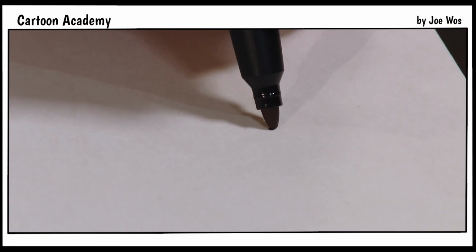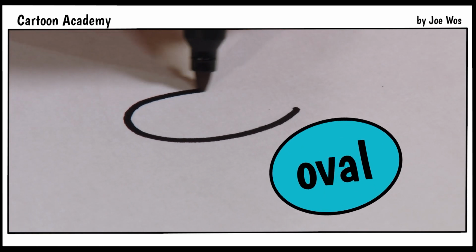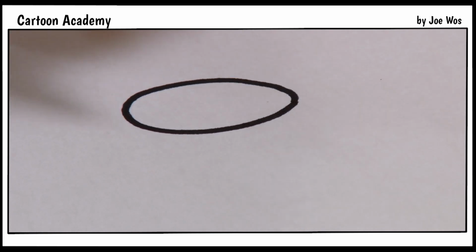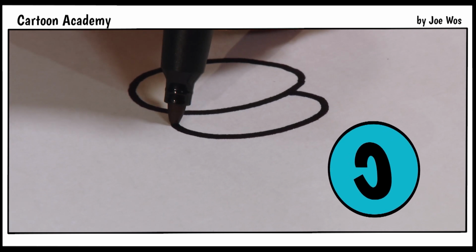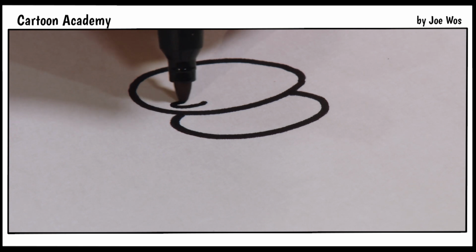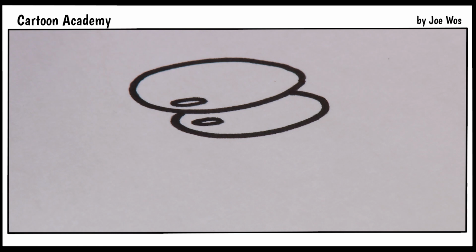Let's draw. We're going to start with the eyes. It's an oval shape. There we go. All right, next to that oval, we have the other eye, which is a letter C backwards. The pupils are little dots in the eyes, 1 and 2.